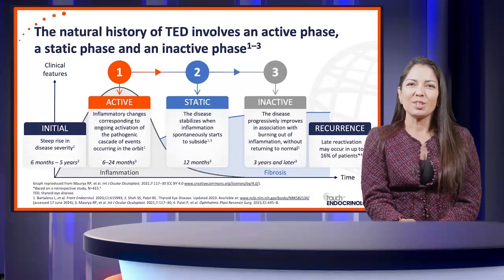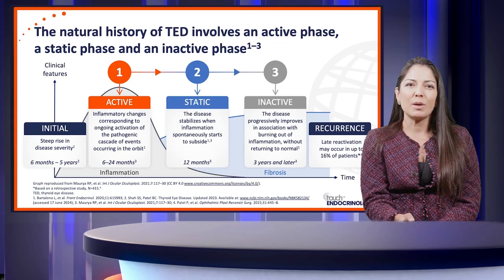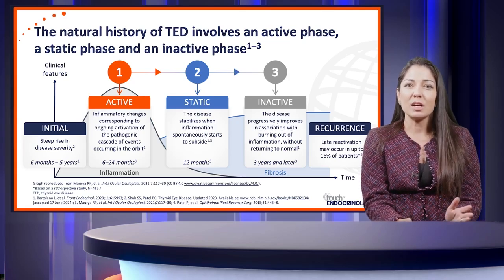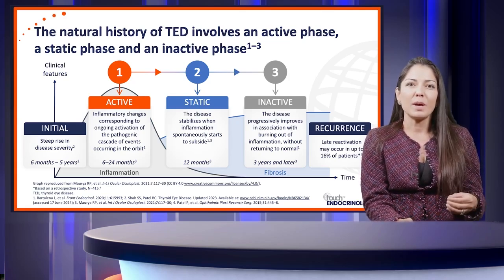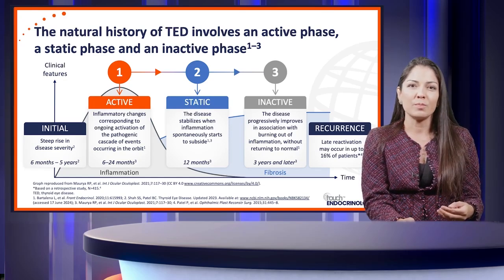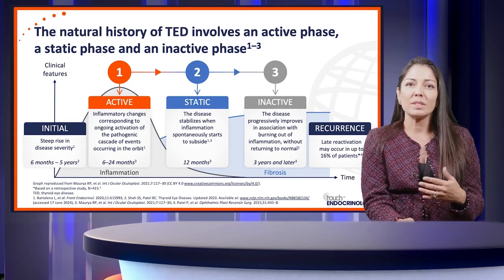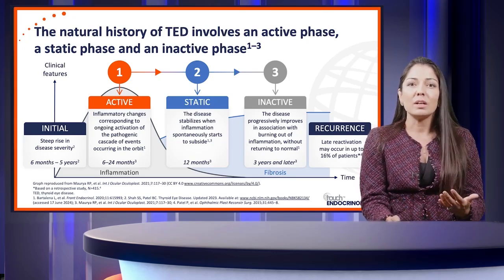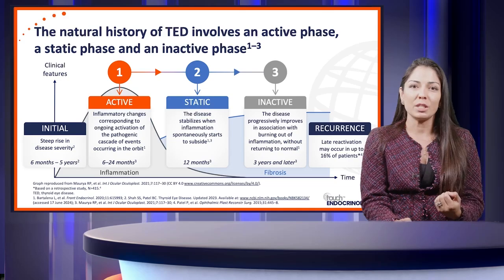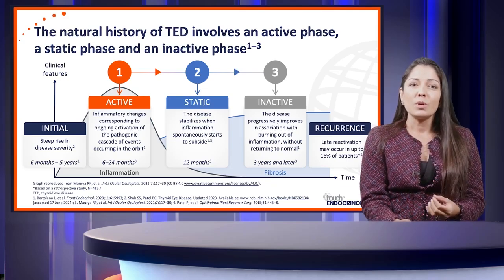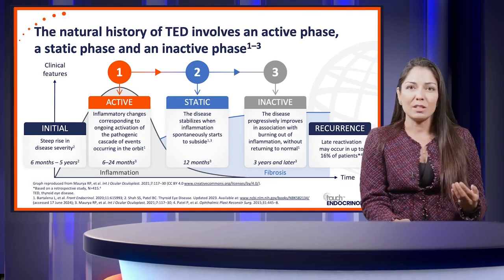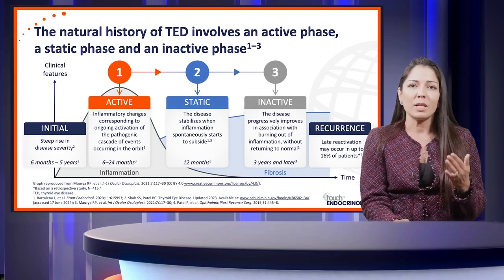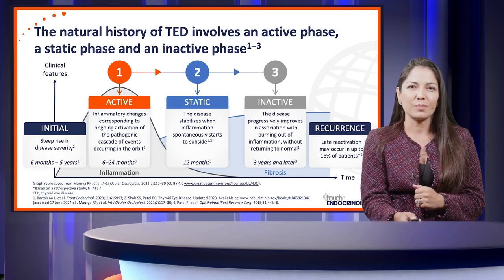It has been said that the natural history of thyroid eye disease involves an active inflammatory phase that can last anywhere from 6 months to up to 5 years. Typically, patients will have pain, redness, and swelling that will progress over time. Patients will eventually plateau into a static phase where the inflammation subsides, and eventually they'll move into this inactive phase, characterized by oftentimes fibrosis, and the sequelae of the disease persist, although the inflammation subsides. It's been quoted that up to 16% of patients can have reactivation of disease long after the patient has moved into the inactive phase of the disease.